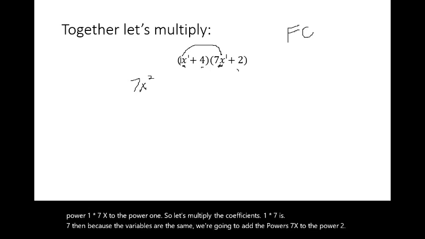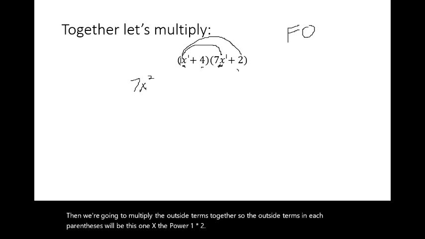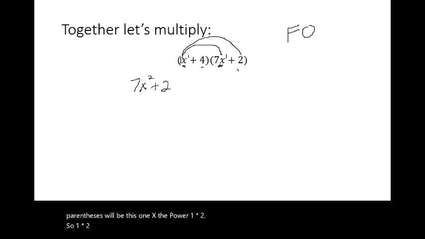Then we're going to multiply the outside terms together. So the outside terms in each parenthesis will be this 1x to the power 1 times 2. So 1 times 2 is positive 2. And because this contains a variable and this does not, we're going to just leave the x alone.